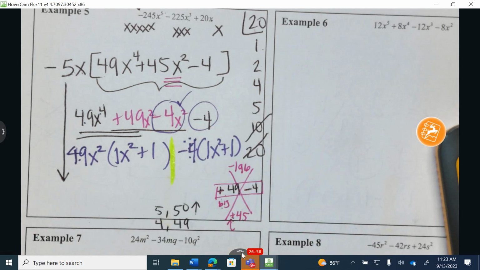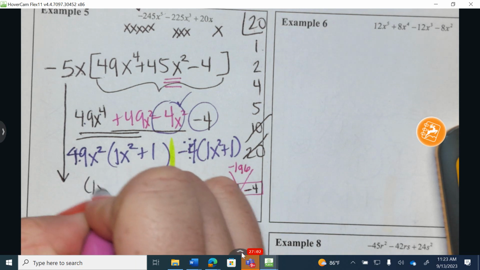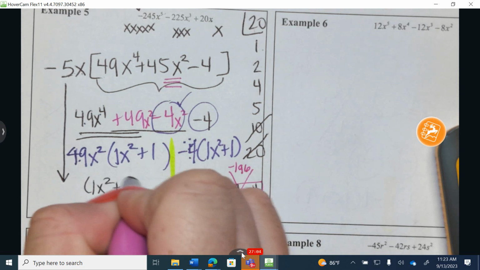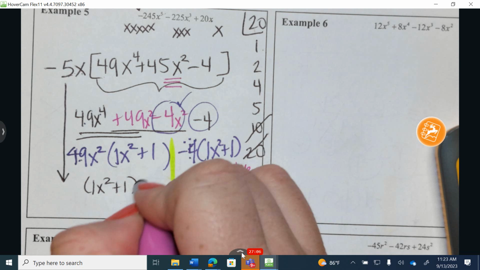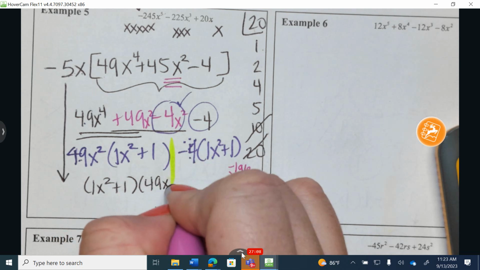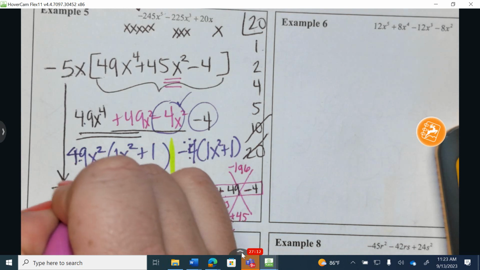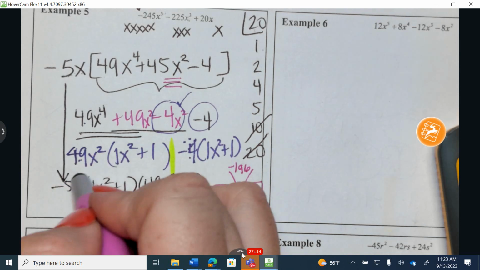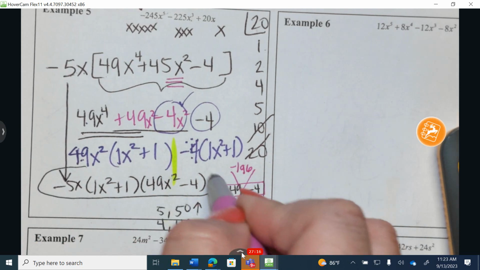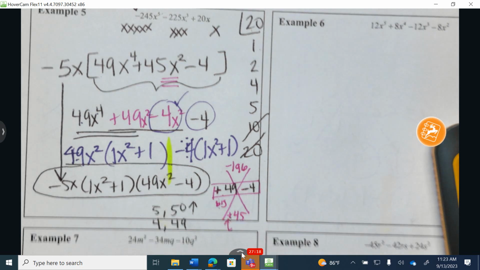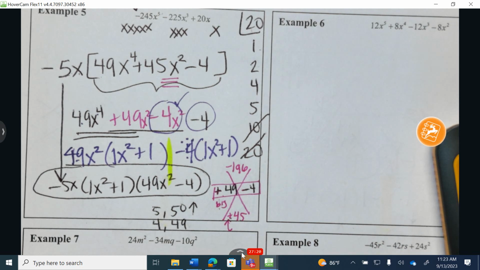I have a front part and a back part. They both have the parenthesis 1x squared plus 1. In front of the first half is 49x squared. In front of the back half is a minus 4. And do not forget about the minus 5x. If I circled this and I turned this in on assessment, I will not receive full credit.